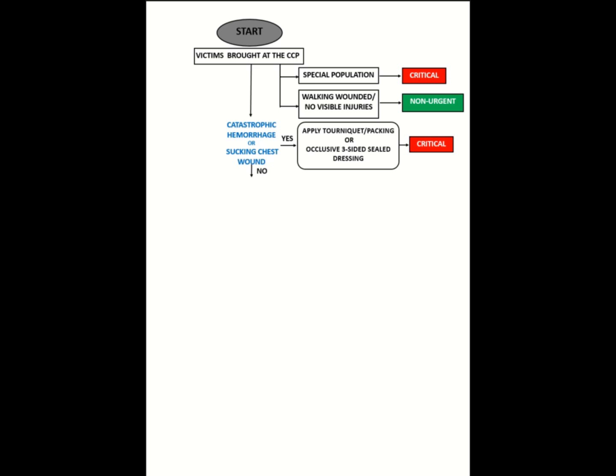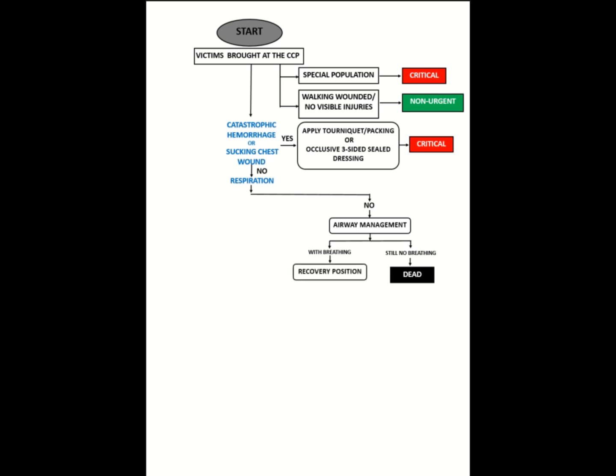non-urgent. If none of which can be observed, we proceed to the next criterion, which is the respiration. Now, the first question that we need to ask is, is the patient breathing or not? If the patient is not breathing, we intervene by doing an airway management, the head tilt chin lift. And if the patient still does not breathe after the intervention, we automatically tag that patient as black. However, if the patient breathes after the head tilt chin lift, we put that patient into the recovery position and then mark that patient as critical or red.